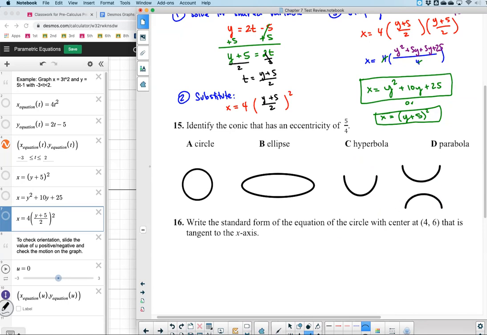All right, here's the rules for eccentricity. If the eccentricity equals 0, it's a circle. If it's between 0 and 1, it's an ellipse. If it equals 1, it's a parabola. If it's greater than 1, it's a hyperbola. 5 divided by 4. 5 is bigger than 4. It means it's greater than 1. It's a hyperbola.